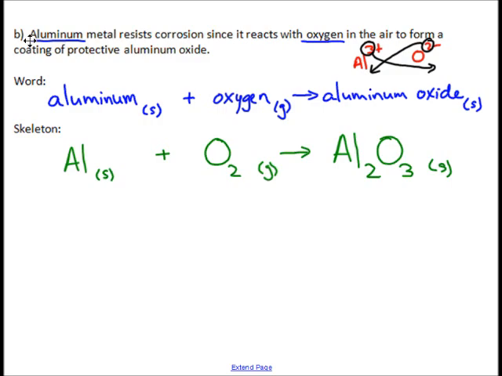So that's our little intro to word equations and skeleton equations. Make sure you practice these things.